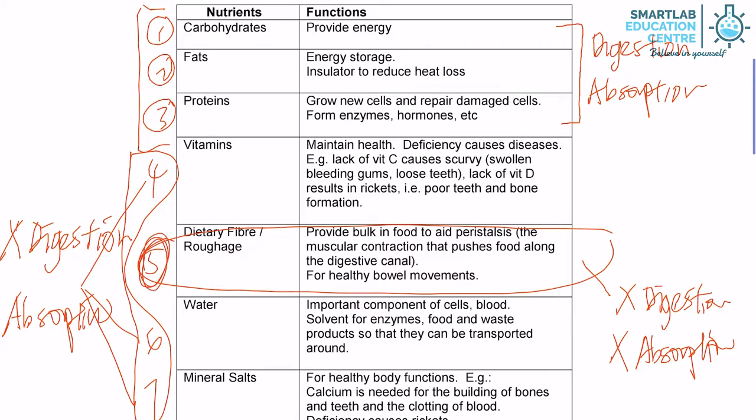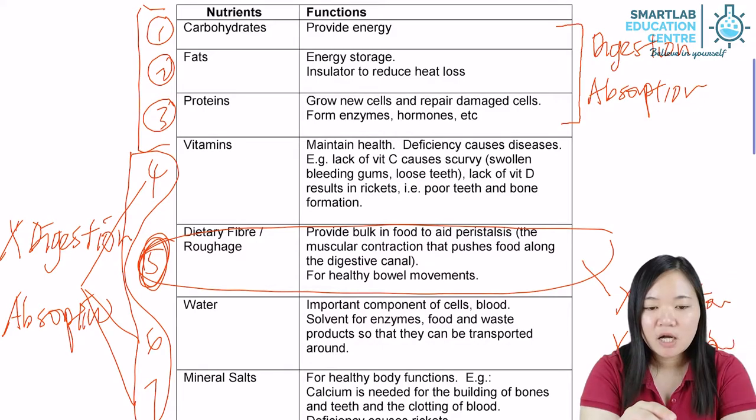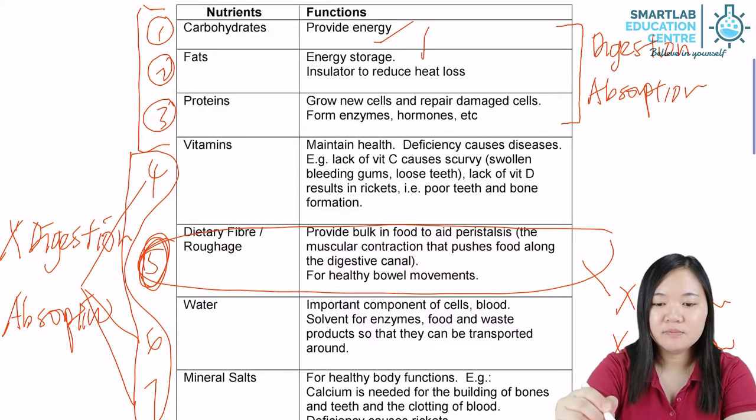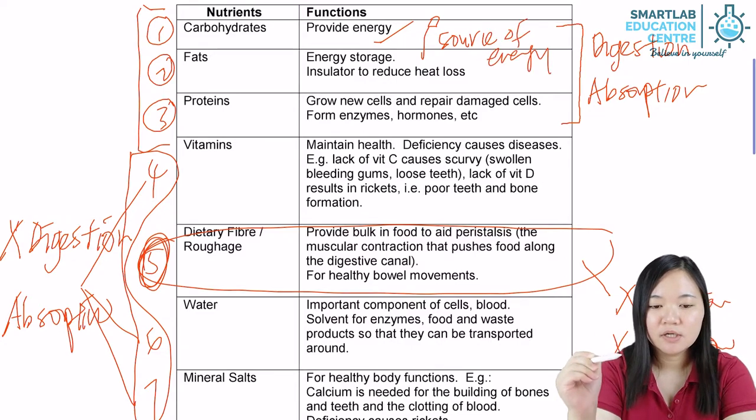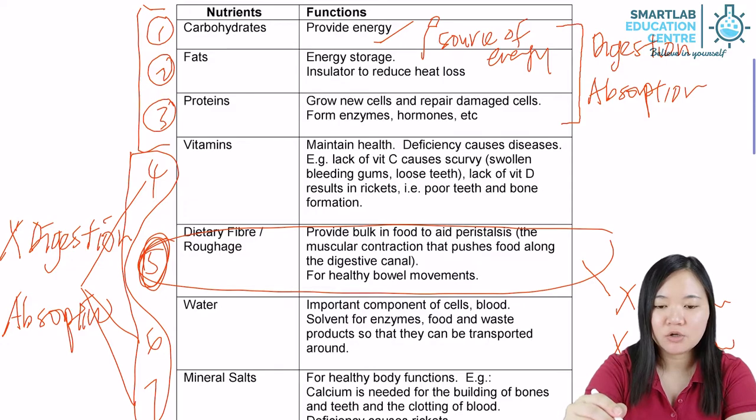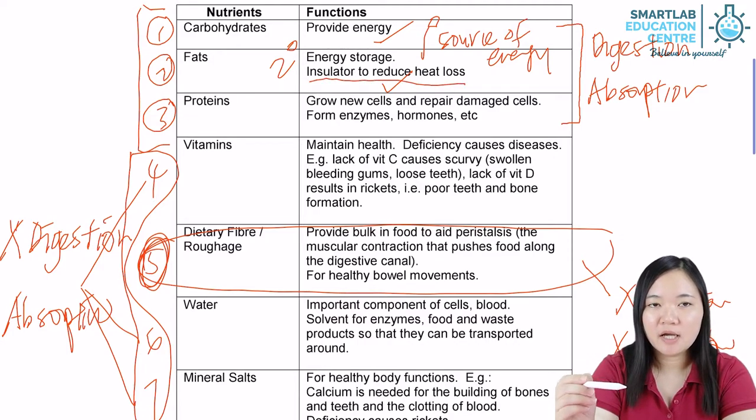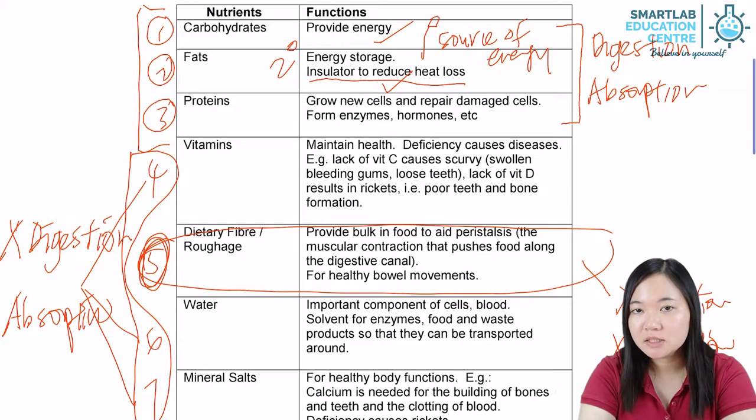Okay, let's take a look at the functions of each and every nutrient. Carbohydrate is there to provide energy. It's actually the primary source of energy. Fats is a form of energy storage or secondary source of energy. It is there to act as an insulator to reduce heat loss. It is found underneath our skin so that it will prevent heat loss.